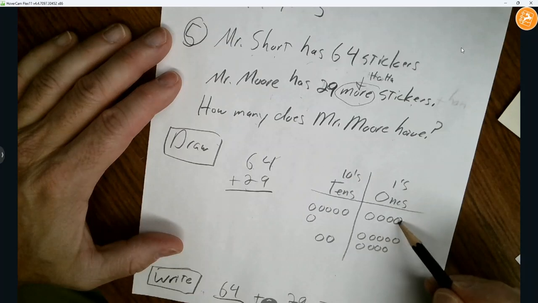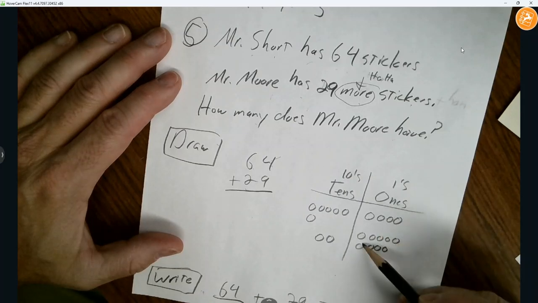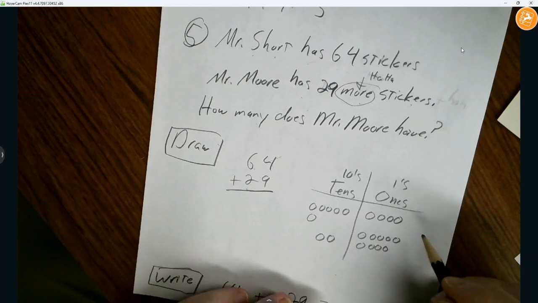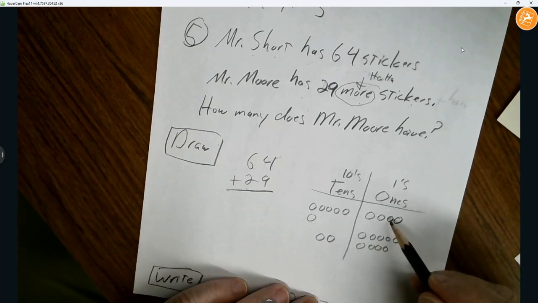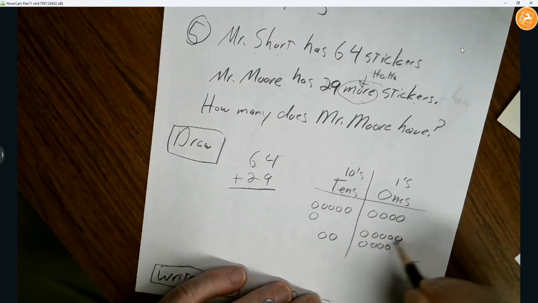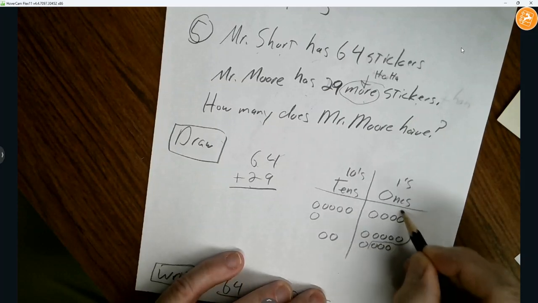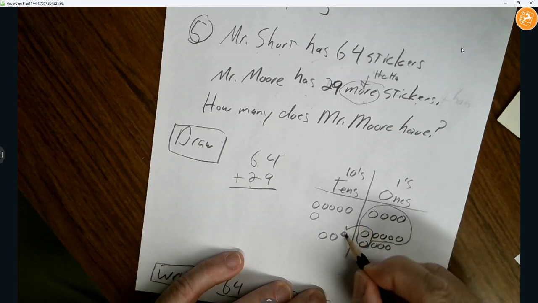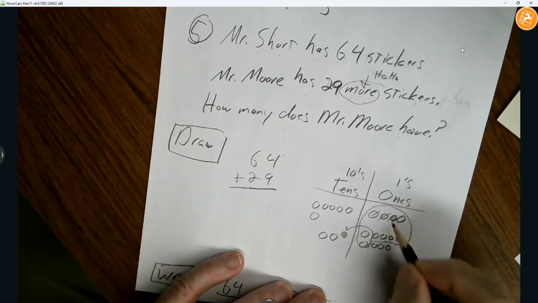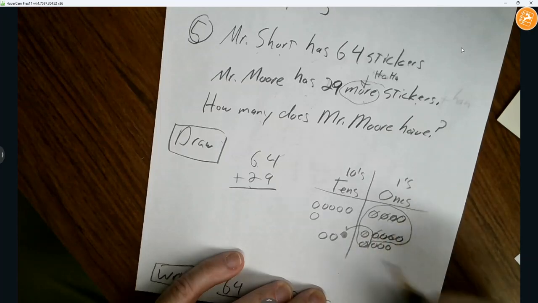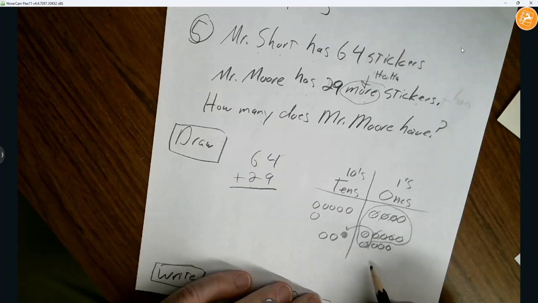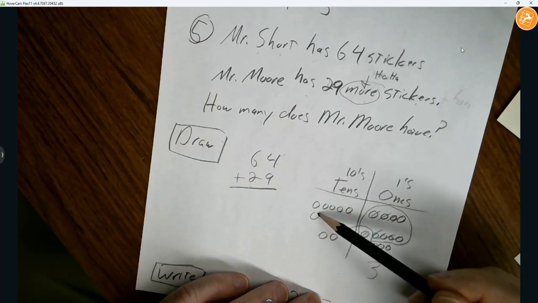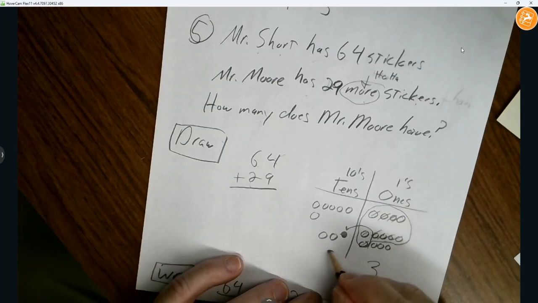All right, let's count. 1, 2, 3, 4, 5, 6, 7, 8, 9, 10, 11, 12, 13. We're bigger than 10, so what do we got to do? We need to loop, right? 1, 2, 3, 4, 5, 6, 7, 8, 9, 10. I got 10 right there. So we're going to loop and pull one over. We'll put it right here. You want to make sure you know not to count those. So what do we have left? We have 1, 2, 3 left. Now let's count our 10s. 1, 2, 3, 4, 5, 6, 7, 8, 9.